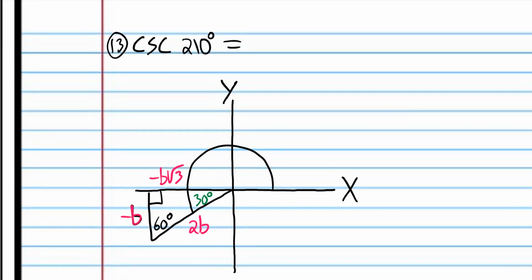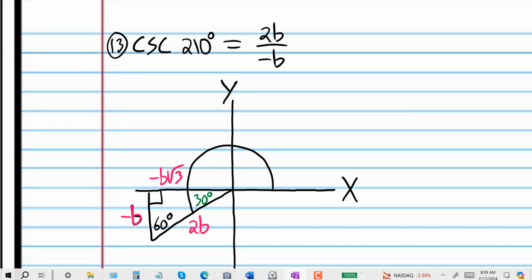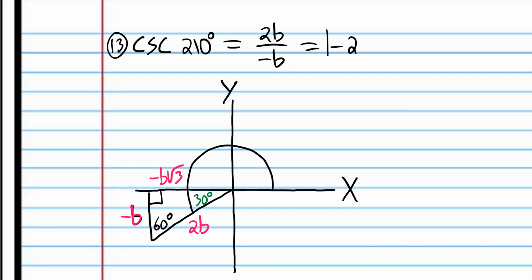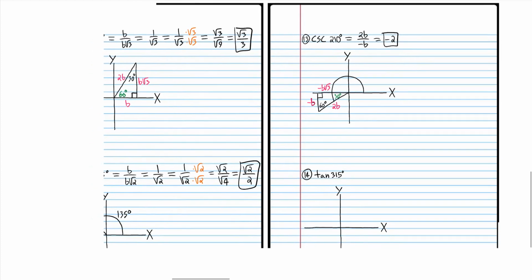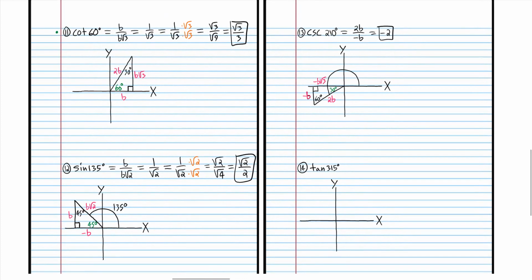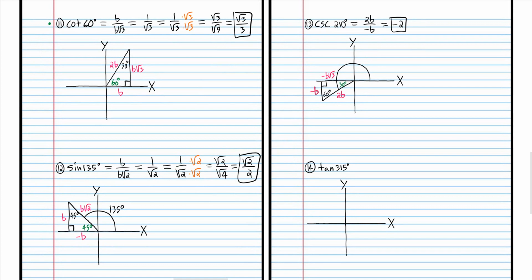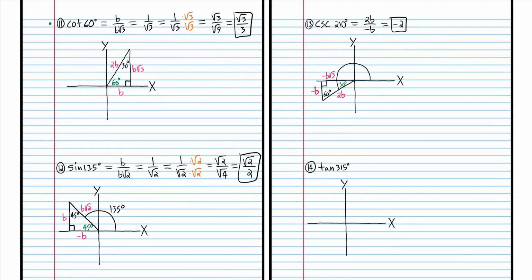So cosecant, using the reference angle, is the hypotenuse divided by the side opposite the reference angle, so that is -2. So if you got that one right, excellent. Go ahead and try number 14. When you come back, we'll do it together.